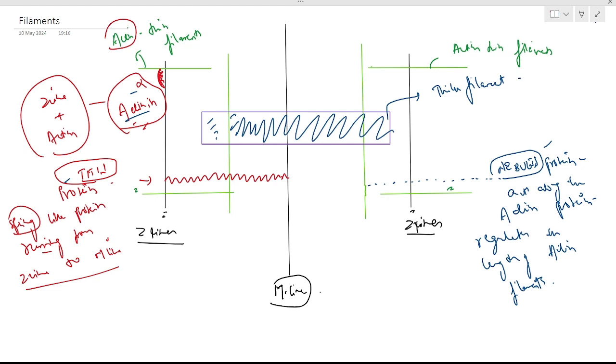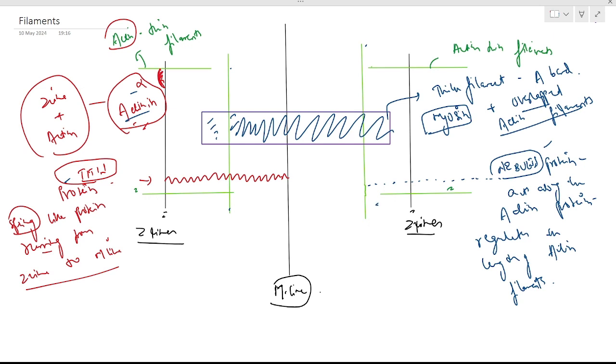Thick filament, or our A band. This A band consists of, remember, our thick filament myosin along with overlapped actin filaments. These actin filaments are overlapping here.